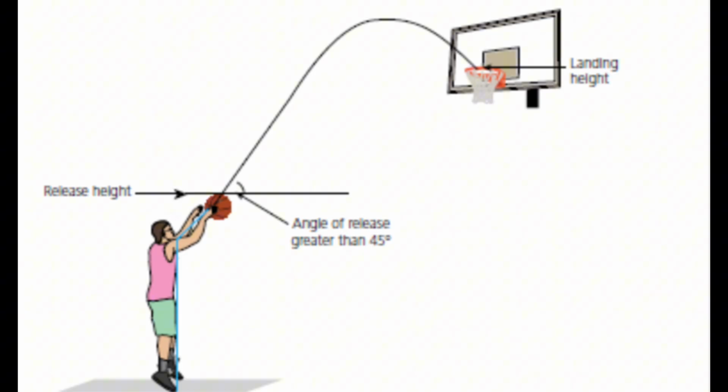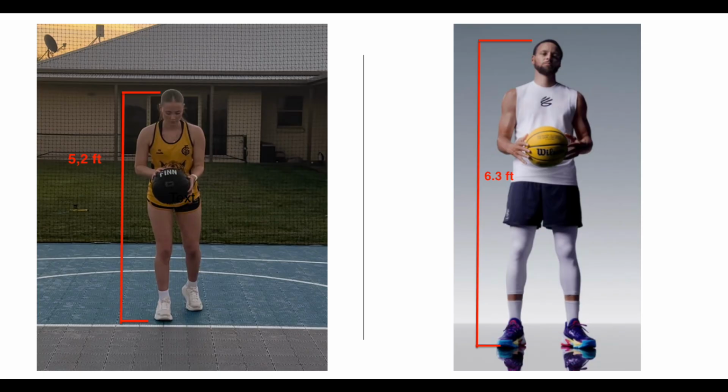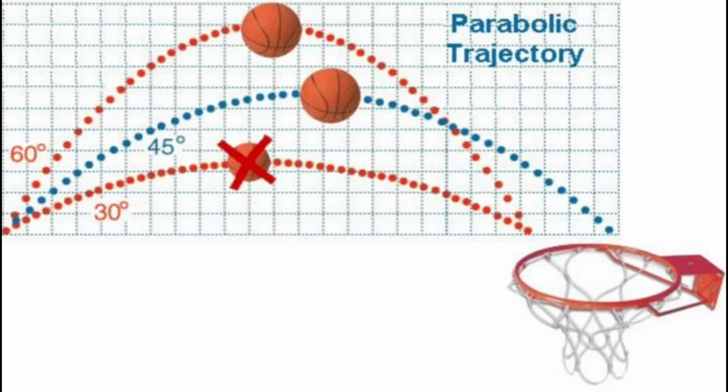The height of release also plays a significant role in the projectile motion. In my performance, the release height is lower due to the limited extension through my ankles, hips, knees, and shooting arm during the execution phase, as well as my short stature at 5'2" compared to Steph at 6'3". This reduced vertical release results in the ball being released from a lower vertical position, producing a flatter parabolic trajectory. A lower height of release also decreases the entry angle, further reducing scoring accuracy.